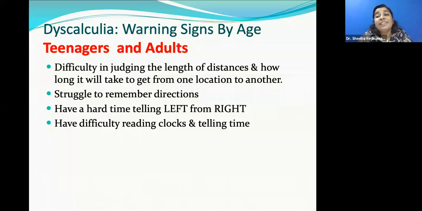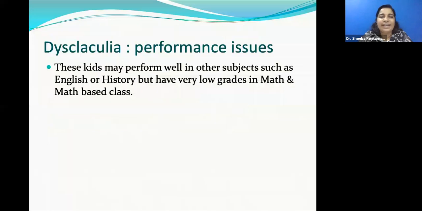And they'll have difficulty reading a clock and telling time. They'll read the clock and tell time when they're calm, but when it is suddenly asked, they just get confused. That's a problem with dyscalculia. Then performance issues. These kids may perform well in other subjects. That's a problem here. Maths is not the most important thing to judge a person.